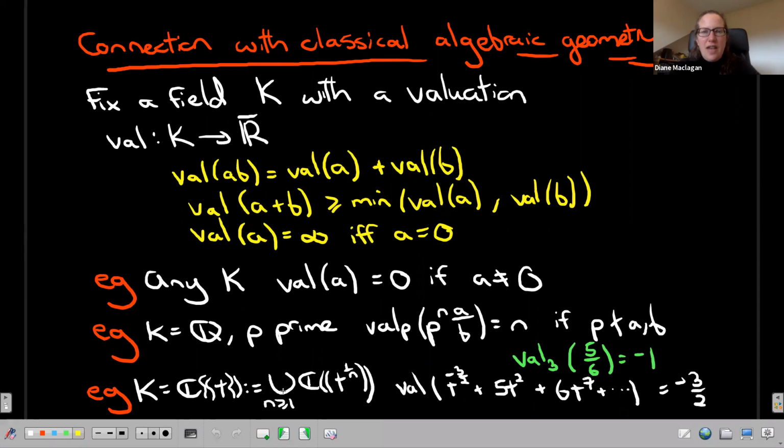And the last one, just to give you one more example, is you might take Puiseux series, which is the union of Laurent series. So Laurent series, we have a power series that can have a finite number of negative terms in T to the 1 over n for all n. So I'm allowed fractional exponents on my power series or my Laurent series. And then the valuation is just, I remember the smallest exponent that shows up.